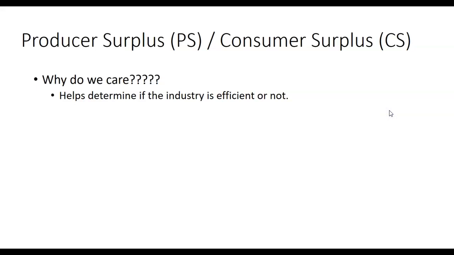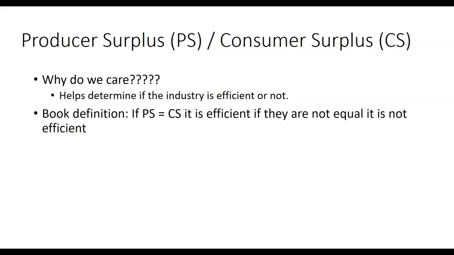So I think a very valid question first off is, why do we care about this? Consumer and producer surplus, shorthand PS for producer surplus and CS for consumer surplus. You're going to want to know those because we will be using these in graphs, identifying them in areas later. What they do is help determine if an industry is efficient, specifically if it is allocatively efficient.